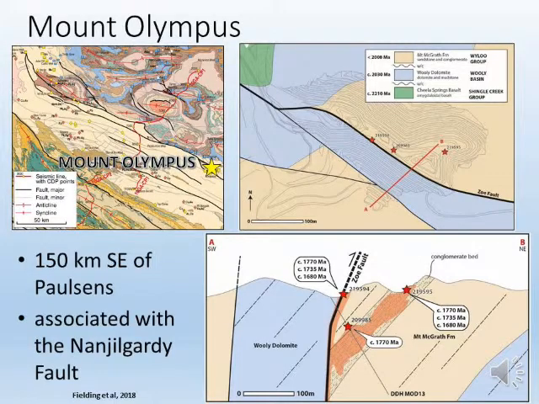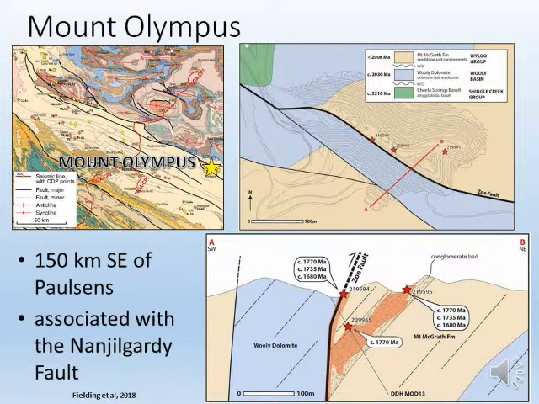So the third prospect we looked at was the Mount Olympus gold deposit, and this is located 150 kilometres along strike of Paulsens and Belvedere, so just down in here, also along the Nanjalgarh Fault. So this is a little bit different again to the other two prospects. So it's associated with the Zoe Fault, which is a second order structure to the Nanjalgarh. And we see the Zoe Fault here.